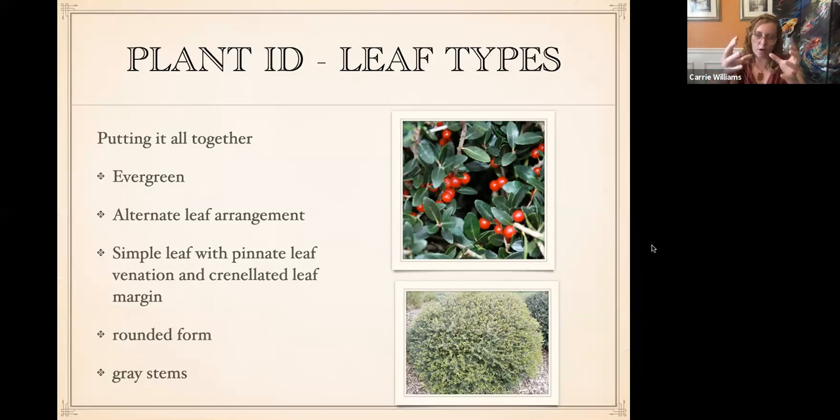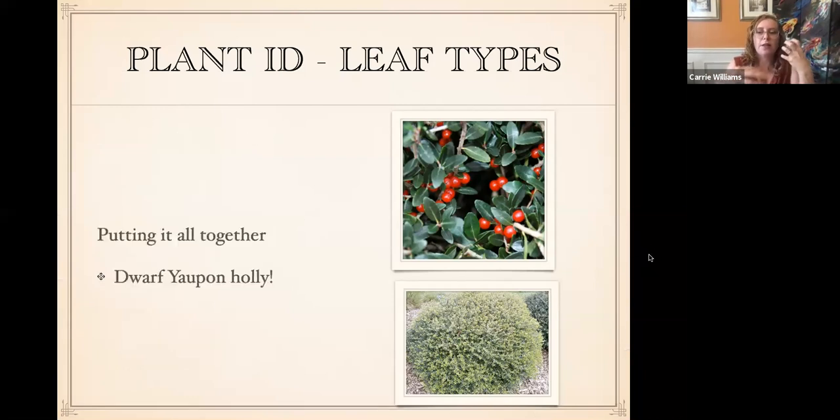And so knowing all of this, even if, once again, you still aren't sure what the name is, you can even just take some of these characteristics and Google it, and you might end up getting the plant that you're looking for. In this instance, we put it all together and we can figure out that it is a type of holly. And in this instance, it is a dwarf Yaupon holly.